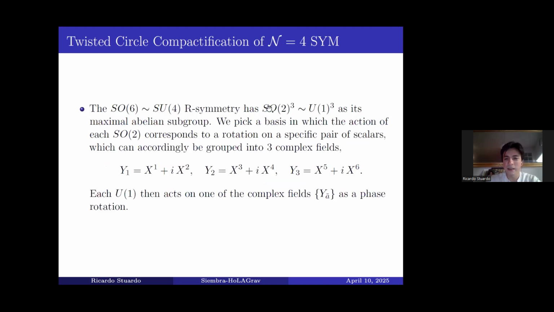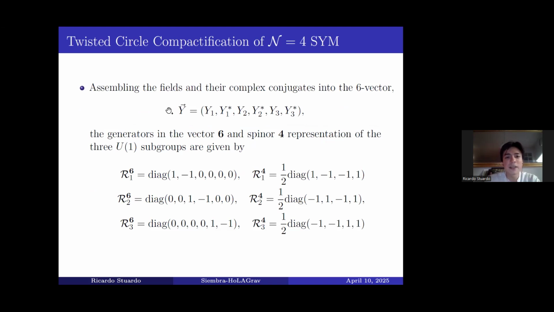So SO(6) has 3 SO(2) subgroups. You can think of it in the vector representation: it's a 6x6 matrix, and you can take 3 independent 2x2 blocks. These are the 3 SO(2) subgroups. And we're going to pick a basis such that this rotation rotates just a pair of scalars. What do I mean by this? If I do one of these SO(2) rotations, I just rotate scalar 1 with scalar 2. So it's natural to take this complex combination of the 6 scalars, and then each SO(2), or U(1), acts independently on each of these complex scalars. Then, just for convenience, it's natural to pack everything into this vector, which has the complex scalar and its conjugate, the other scalar and its conjugate, and so on. And the way in which these U(1)s act is given by these matrices here.